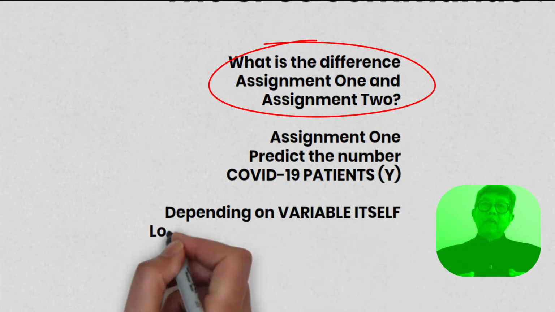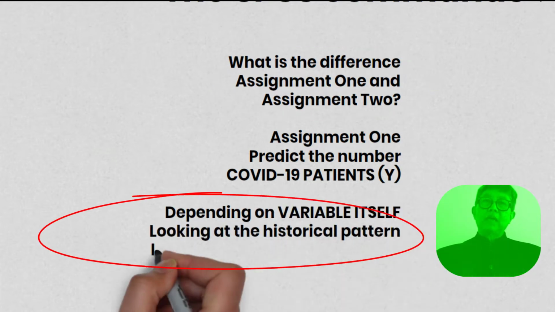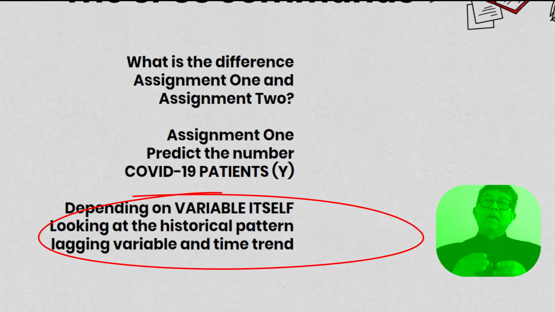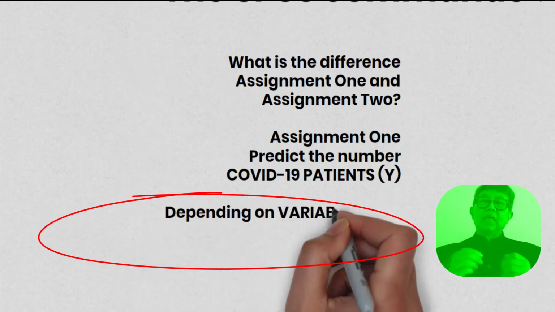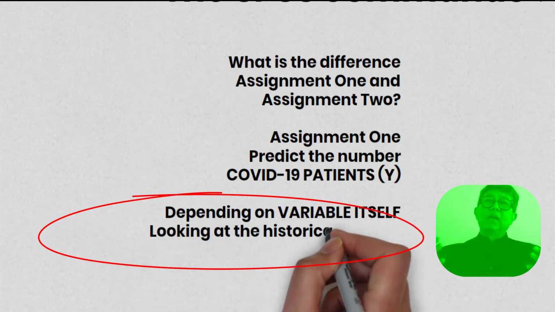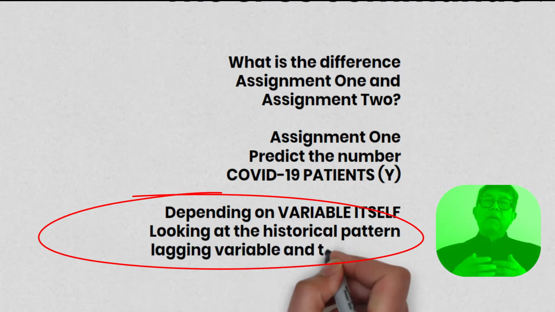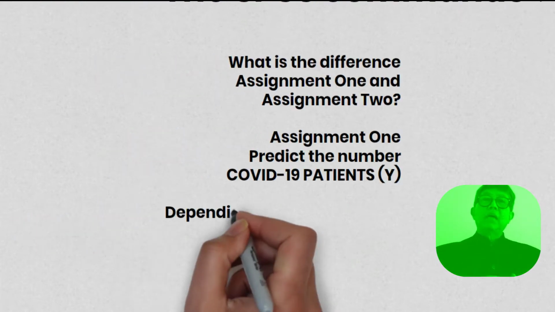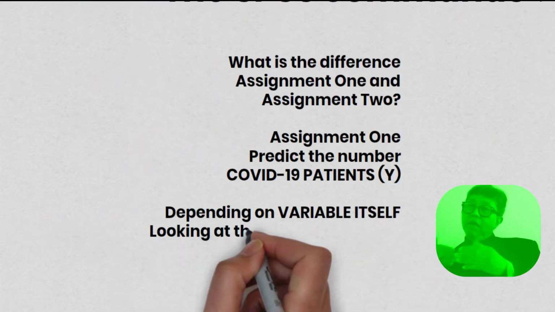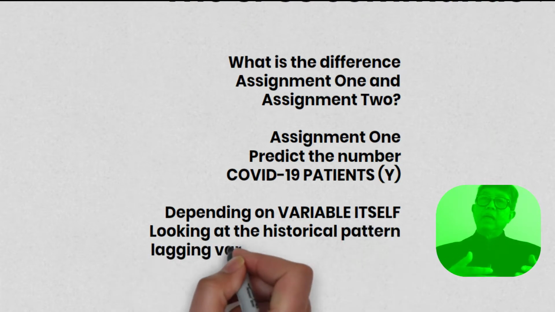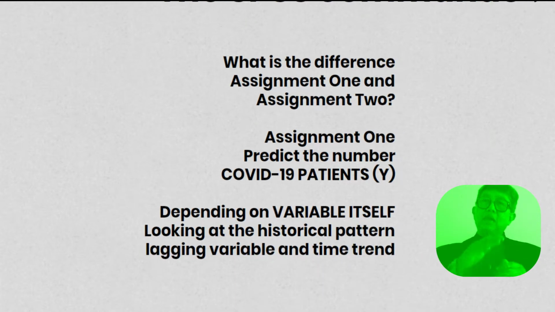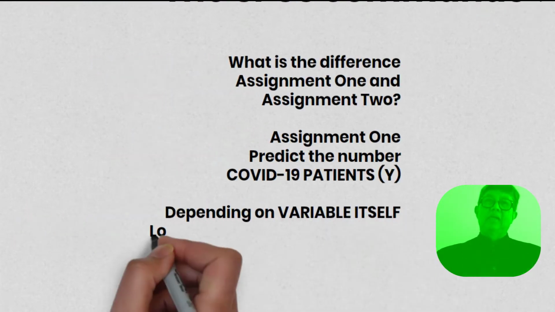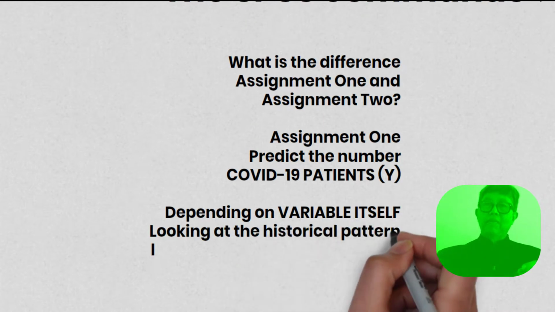In assignment 1, the objective is to forecast, to predict a variable by using its lagging value. For example, we forecast the number of COVID-19 patients, remember the example last week? Depending on the variable itself, the lag value of one variable, or maybe the first difference. Look at the historical pattern. Look at the variable itself, internal, time trend, time.